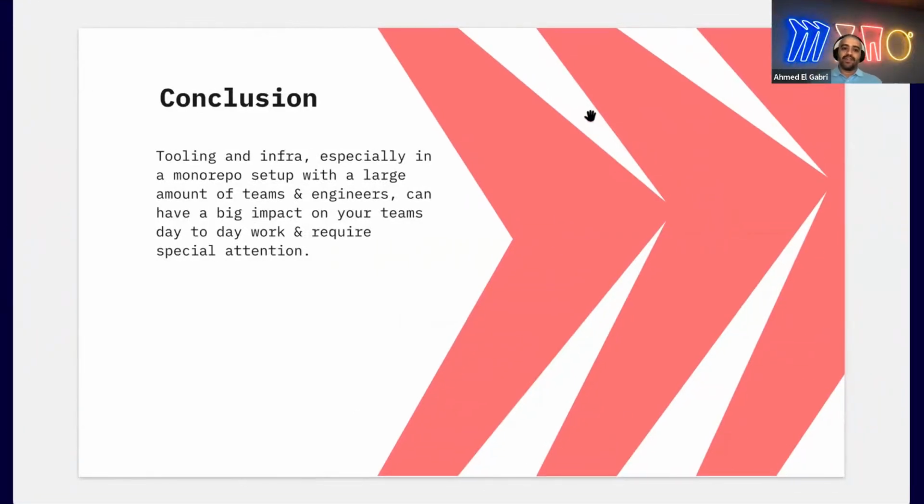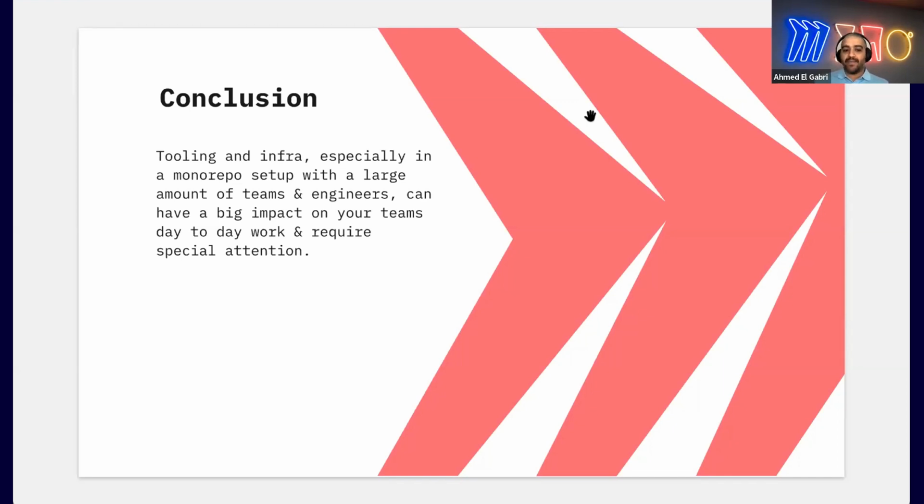I want to end this with a little bit of conclusion that tooling and infra is important in large scale teams. And also it helps and impacts your team's day-to-day work. So that's why it requires special attention. But this is not a silver bullet. This is also not something that applies to all teams or every company.